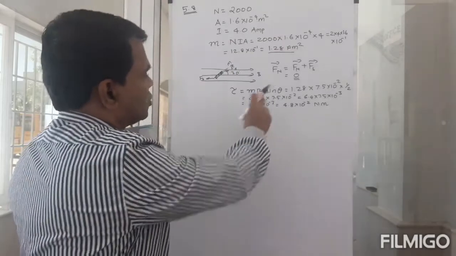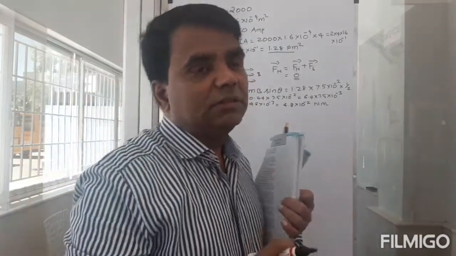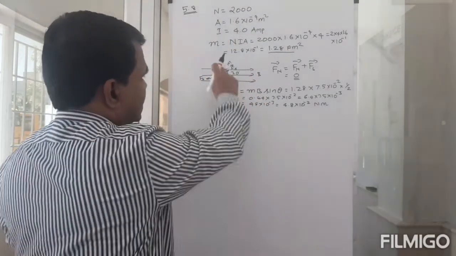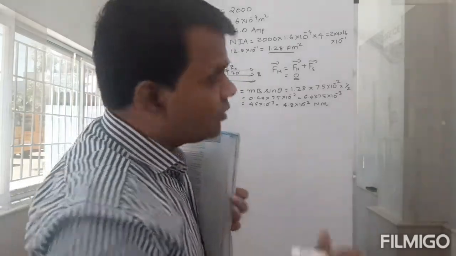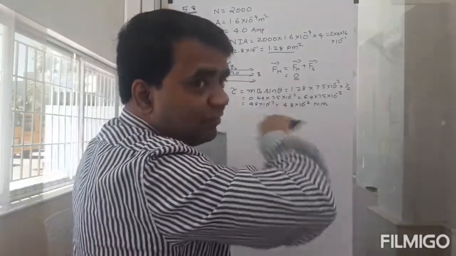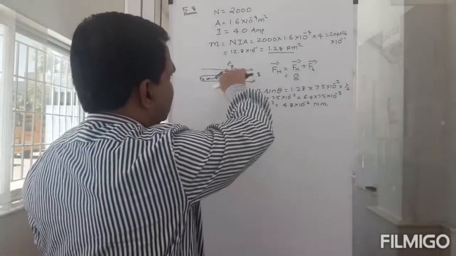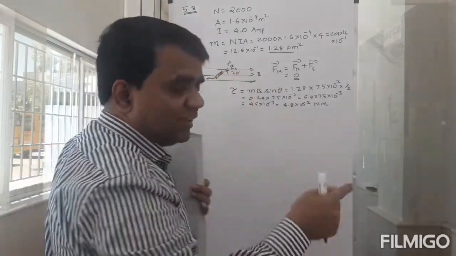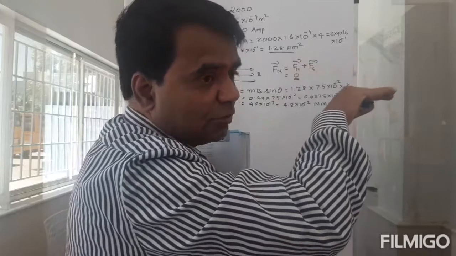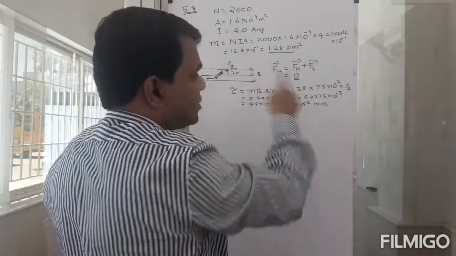So that is the torque experienced by this solenoid. The net force experienced by the solenoid will be 0 because it is kept in a uniform magnetic field. The force on the south pole will be equal to the force on the north pole, so the net force on the solenoid will be 0.